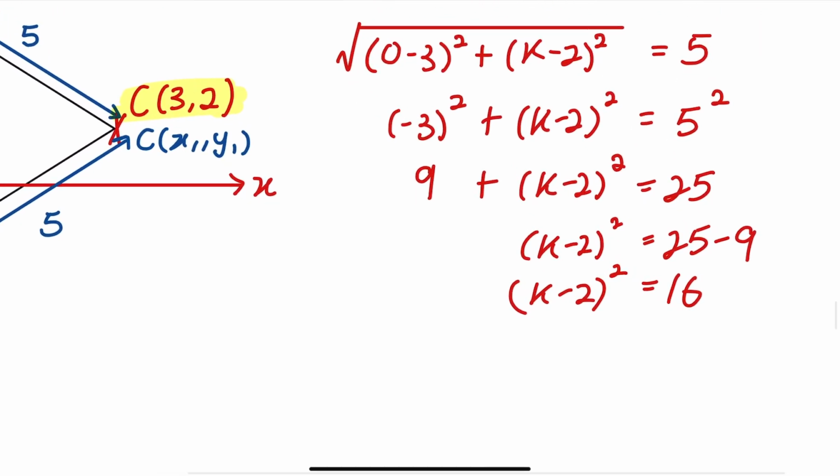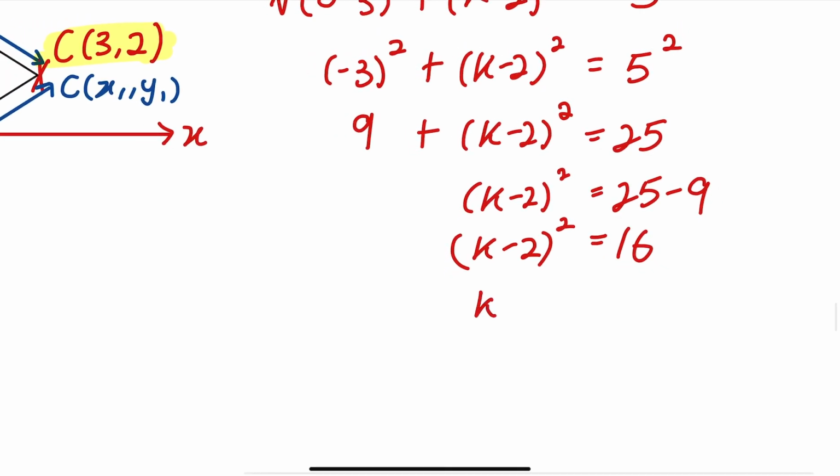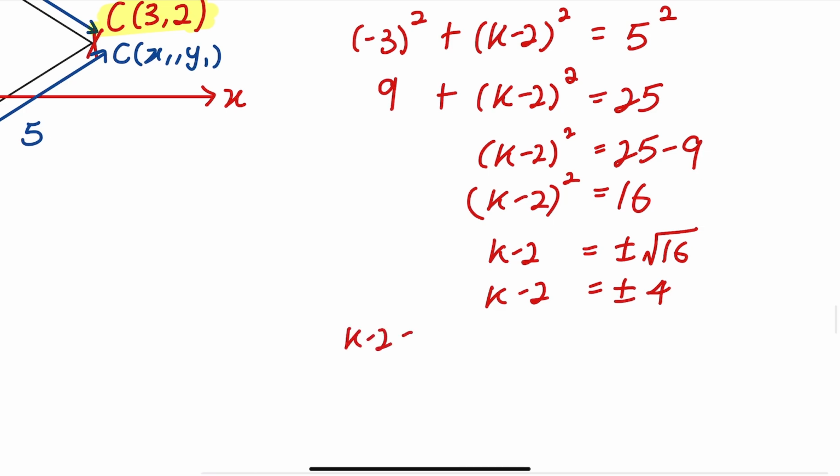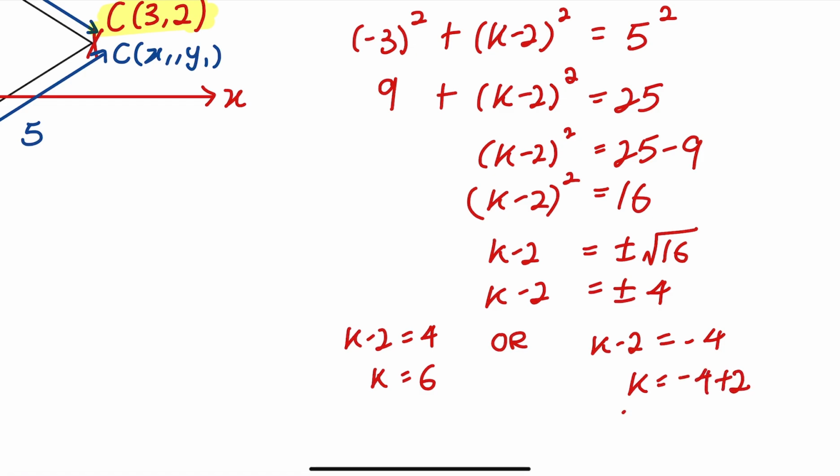Therefore, to find out what is k, I get rid of the square by square root both sides. Square root unknown, I should have a plus minus. K minus 2 is equal to plus minus square root 16, which means that k minus 2 is equal to plus minus 4. Okay, so therefore, k minus 2 is equal to positive 4, or k minus 2 is equal to negative 4. Therefore, k is equal to 6, or k is equal to, if you find it hard to visualize, negative 4 plus 2, which is k equals to negative 2.